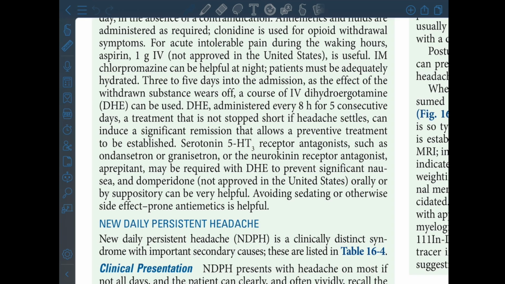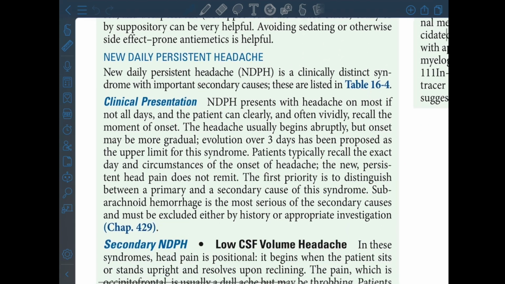5-HT3 receptor antagonists such as ondansetron or granisetron or the neurokinin receptor antagonist aprepitant may be required with DHE to prevent significant nausea, and domperidone, not approved in the United States orally or by suppository, can be very helpful. Avoiding sedating or otherwise side effect prone antiemetics is helpful.